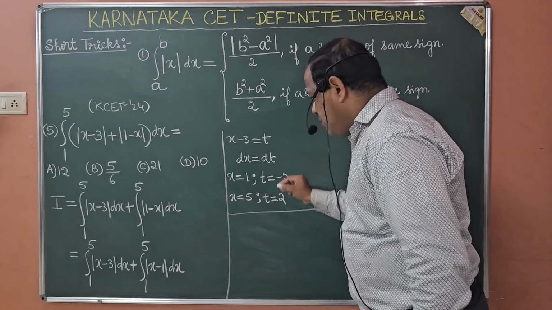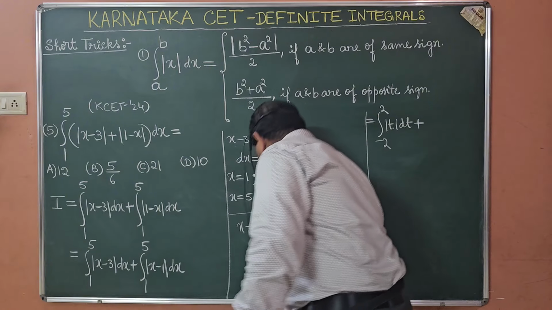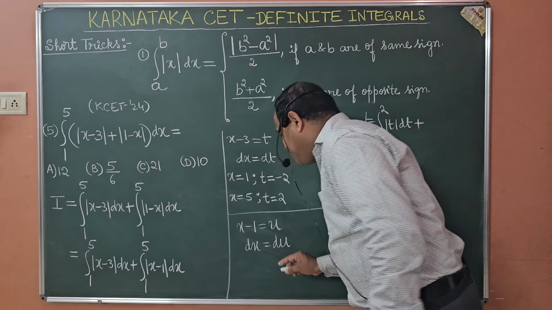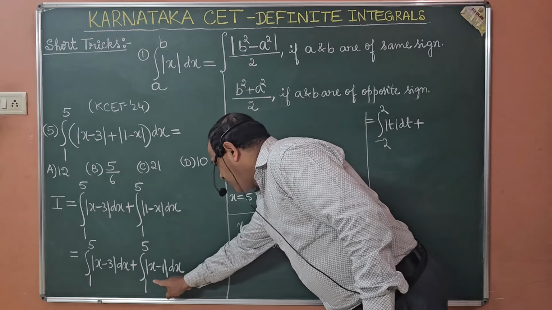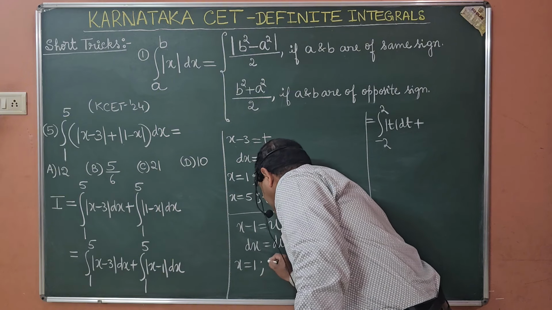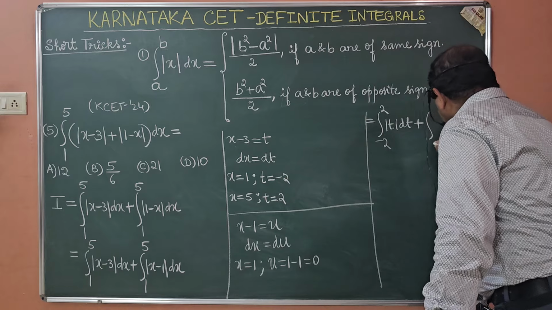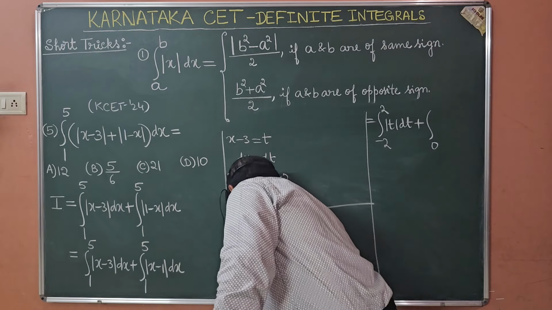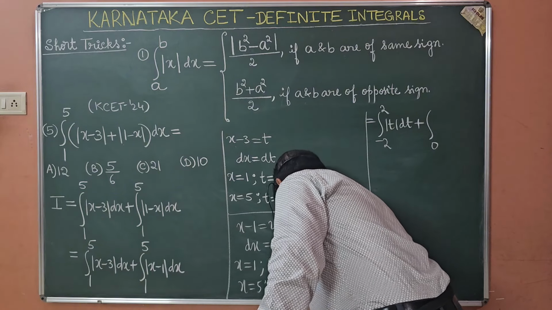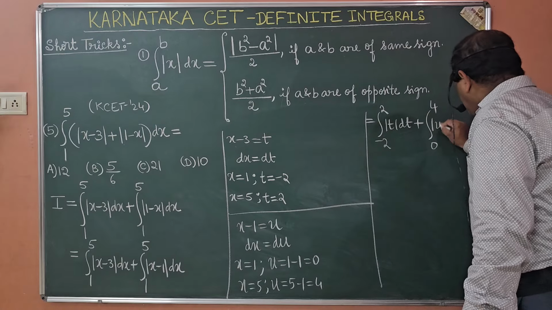See, this is my rough work side. In the second integral, I put x minus 1 is equal to u, small letter u, assume. Therefore, dx is equal to du. And now let us change the limits as well. That is, when x is 1, earlier lower limit, our u becomes 1 minus 1, 0. Therefore, new lower limit becomes 0. And when x is 5, our u becomes 5 minus 1, 4. So this is 0 to 4 mod of u du.